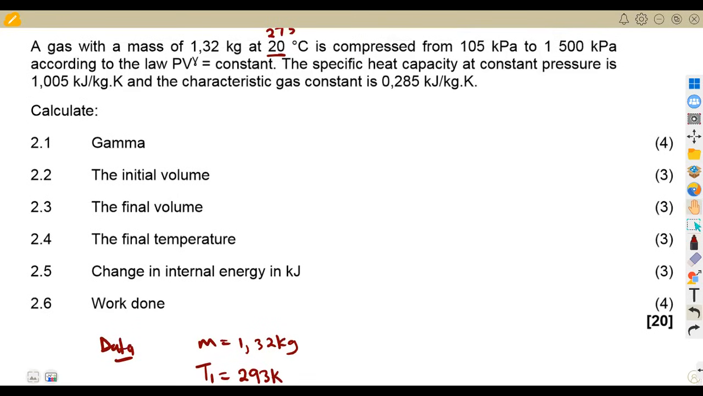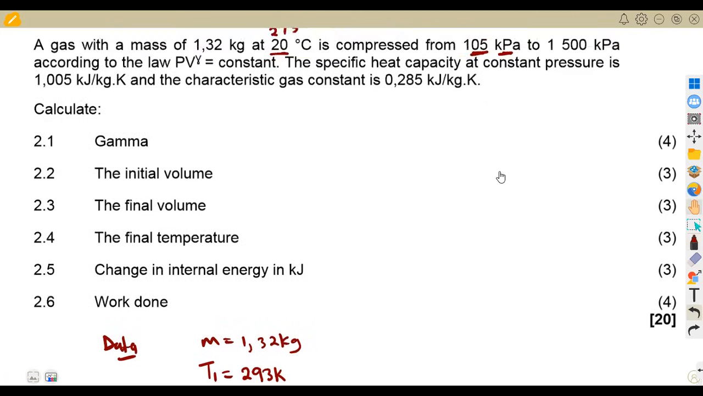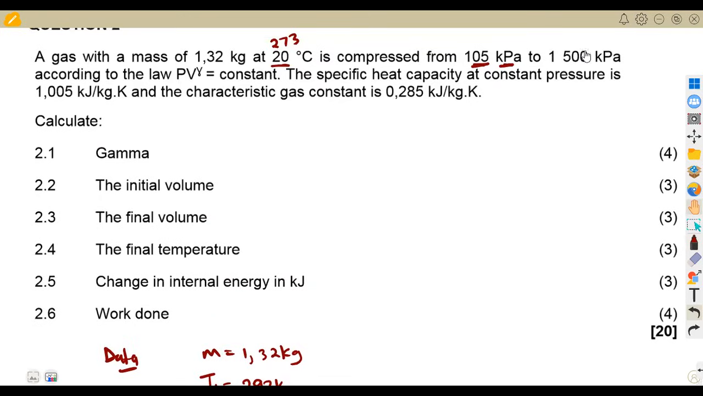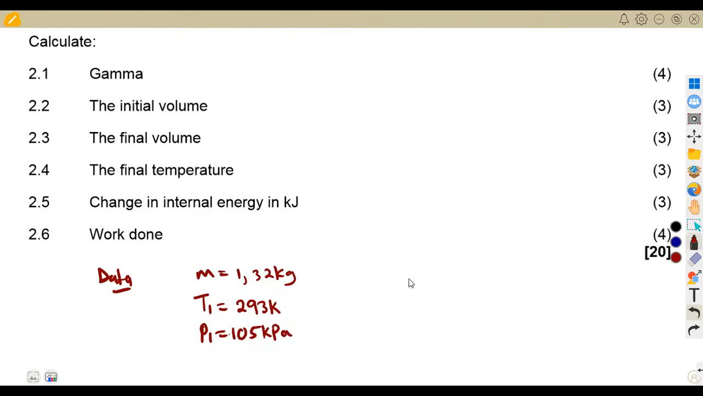And also from this pressure in kilopascal, so that is our initial pressure, which is P1, which is taken at 105 kilopascal, all right? So that is at 105 kilopascal in this case, to a pressure which is the final value, which is 1,500. So that's P2 in this case, right? Which is 1,500 kilopascal, okay?